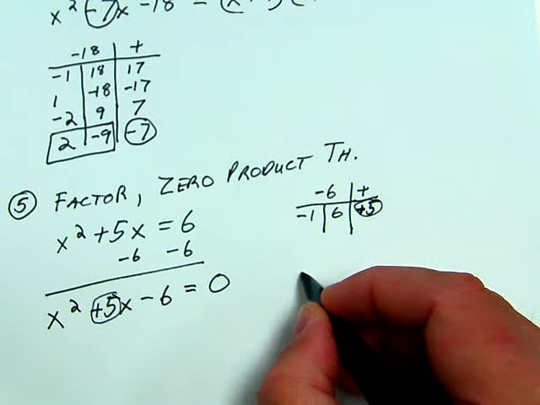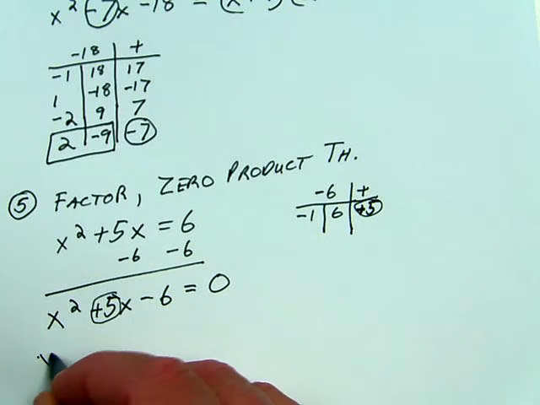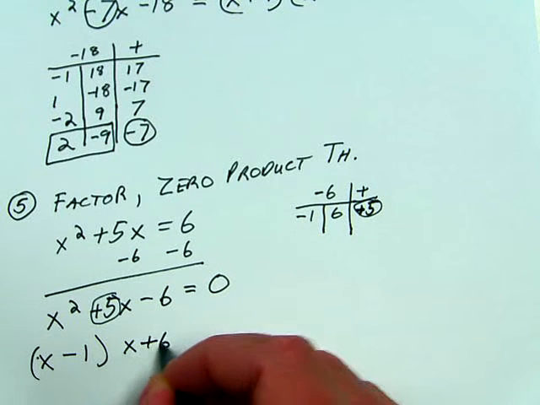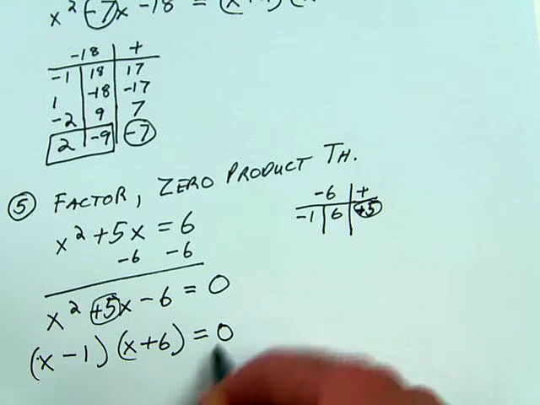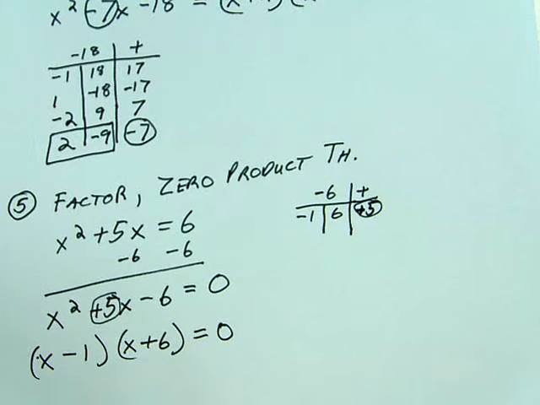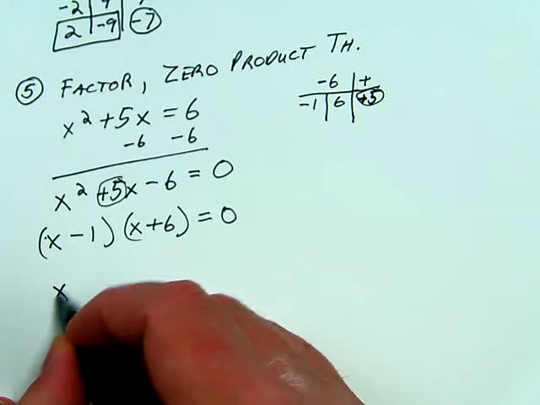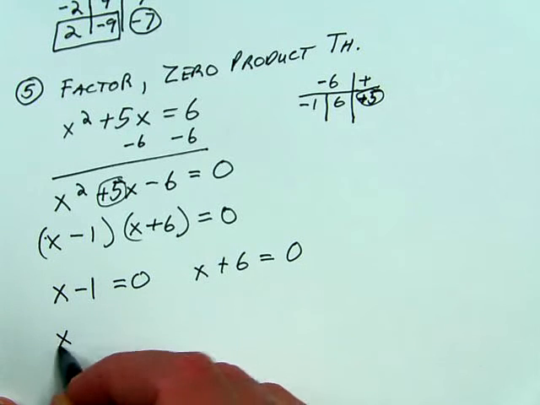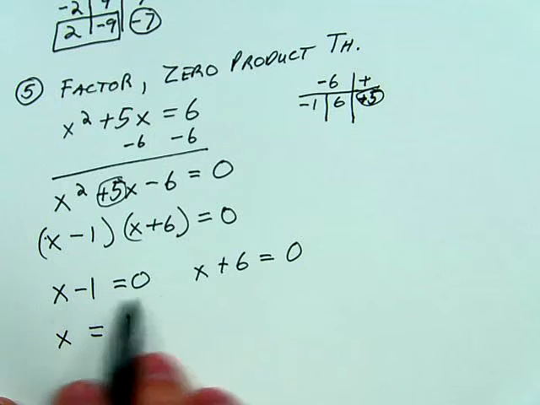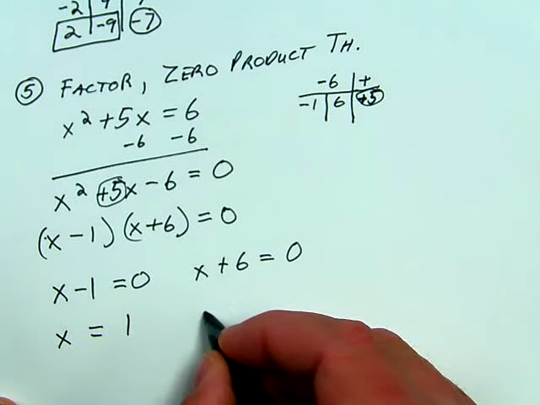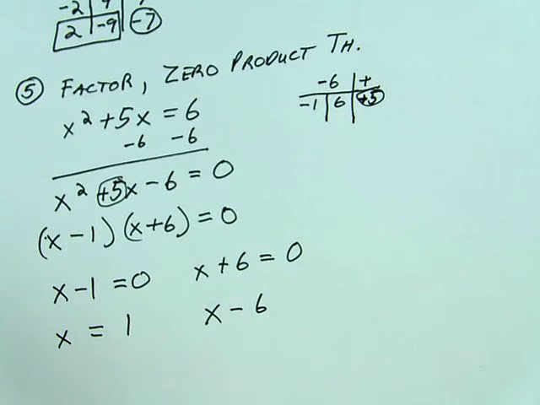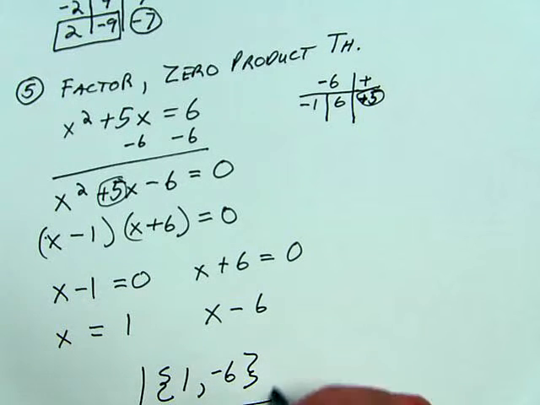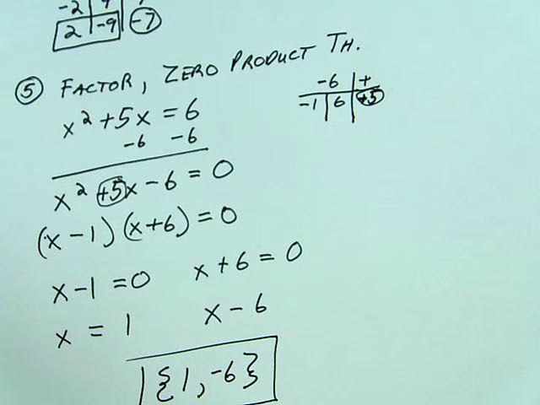And right off the bat, I found an answer. I know that this 5 is right because it matches this positive 5 right here. So this factors to x minus 1 times x plus 6 equals 0. And once you have that, I can use the zero product theorem to set each half equal to 0. So x minus 1 is equal to 0, and x plus 6 is equal to 0. x is equal to 1, I added 1 to both sides. Over here, I'm going to subtract 6 from both sides. x equals negative 6. And so now my answer set is 1 and negative 6.